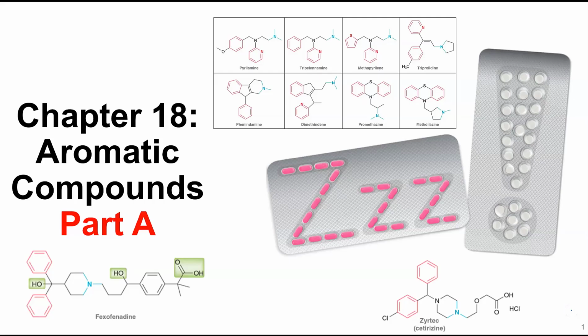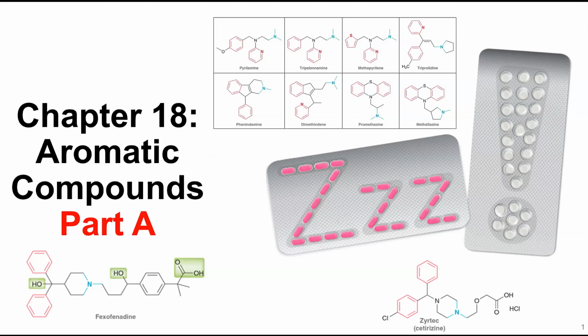In Chapter 18, we will be looking at different aromatic compounds. Many pharmaceuticals contain aromatic compounds. You can see the list of the different structures up here, and these are not the common names, so you might not recognize some of them, but you can see that they have the benzene ring in common.